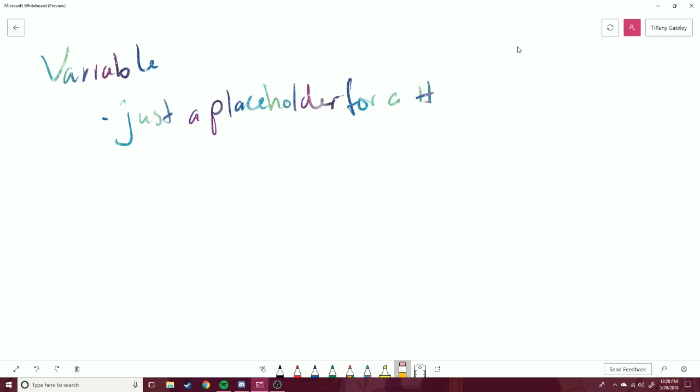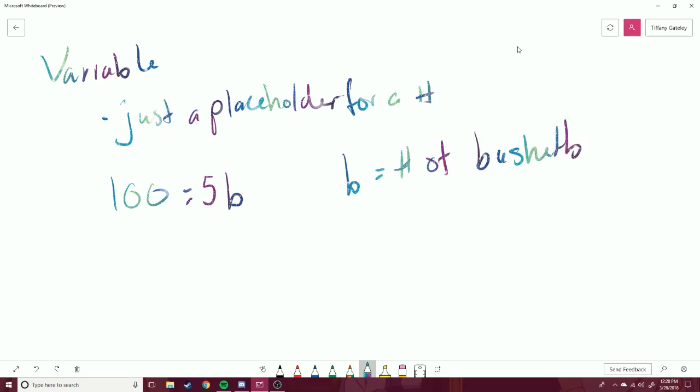Today we're going to be covering what a variable is. And as I've already put up here, a variable is just a placeholder for a number you are trying to find. So let's say that you were given $100, and you need to buy basketballs that are $5 a piece. So you have 5 times the number of basketballs you need. So B equals number of basketballs, because B is your unknown.